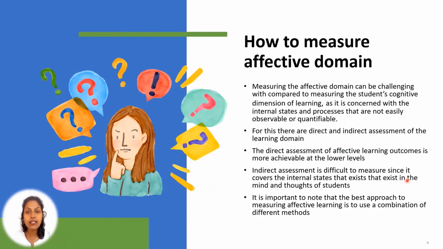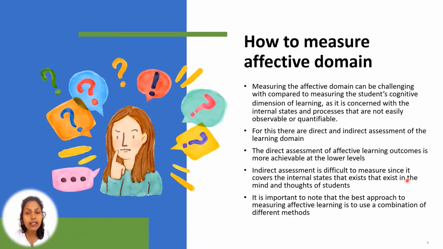Then we will discuss how to measure affective domain. Measuring the affective domain can be challenging compared to measuring the student's cognitive dimension of learning, as it is concerned with internal states and processes that are not easily observable or quantifiable. However, there are a number of methods used to assess affective learning outcomes. For this, direct and indirect assessment of the learning domain can be used.